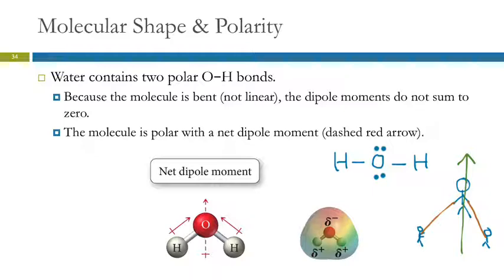In terms of vectors, we have a vector going this way, and we have a vector going that way. Those are going to add together. And the overall vector is smaller in magnitude, but it has a direction and it's not 0. So water has an overall dipole moment. It's a polar molecule. The oxygen end of the molecule is slightly negative, and the hydrogen ends are slightly positive.